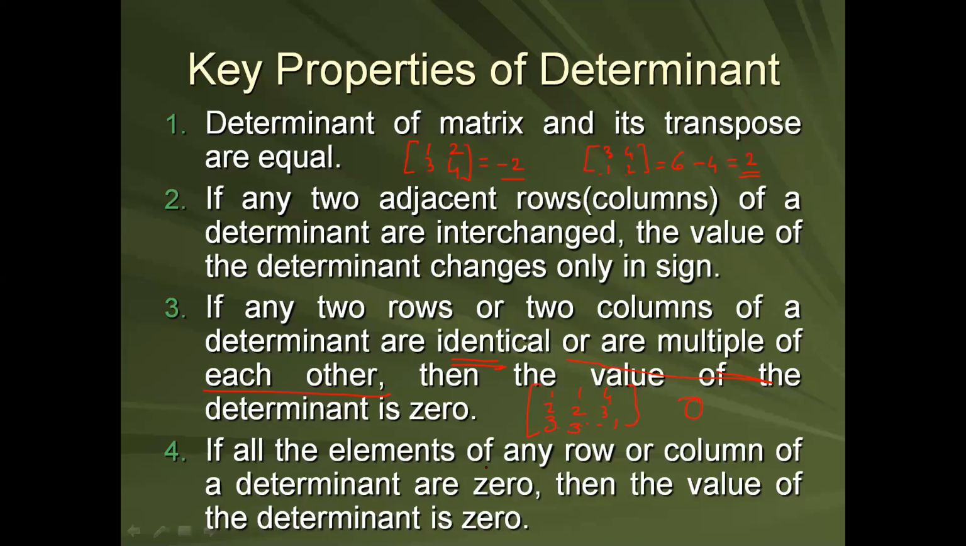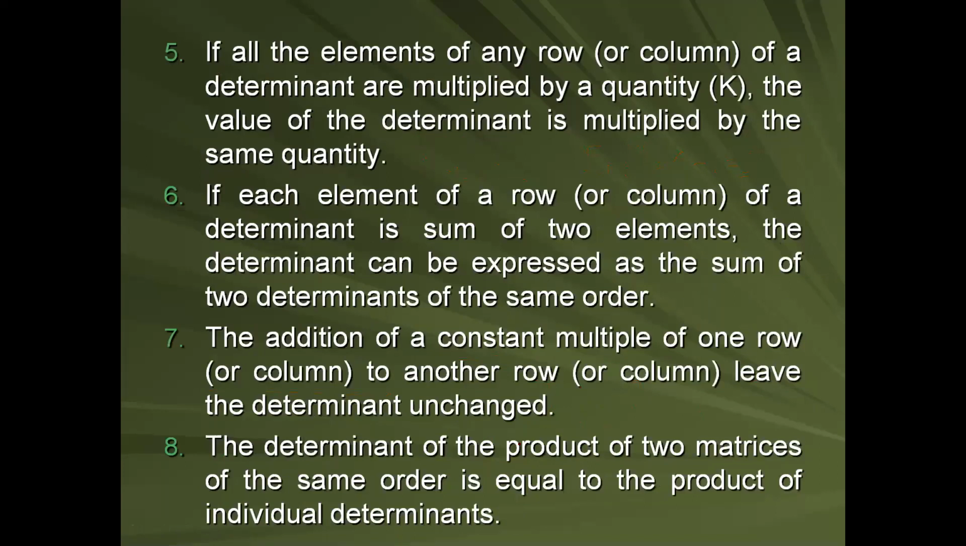Last, if all the elements of any row or column of a determinant are 0, then the determinant is 0. If there is an entire row with 0 or an entire column is 0, then the determinant becomes 0. That also you can verify. All these properties you can verify.